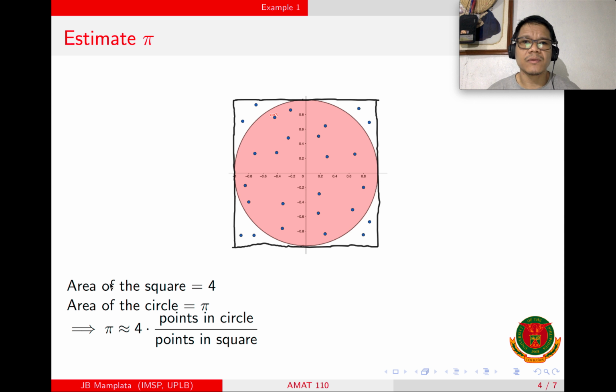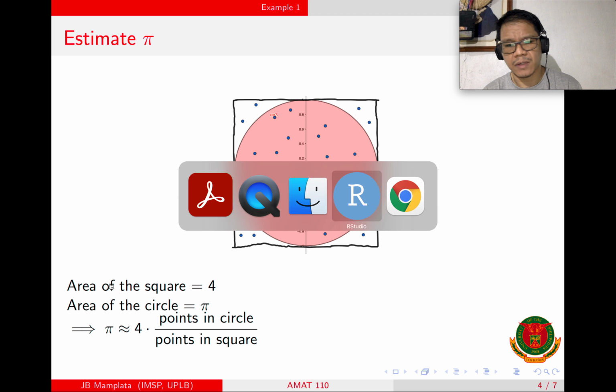Okay? So, ito yung gagamitin nating method in order to determine the value of pi. Of course, mas okay ang precision or okay ang accuracy ng pi if the number of darts to be thrown from this diagram is as large as possible. Okay? And let me show you an R code for this one.